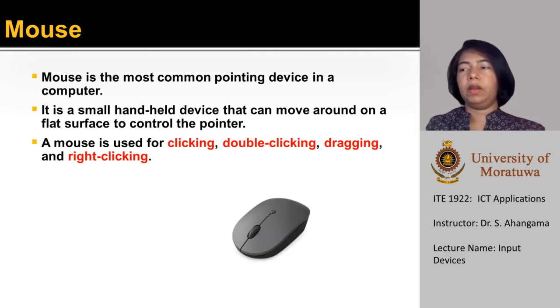screen. A mouse can have one or more buttons which are used to select command options and to control information presented on the screen. It is used to make freehand sketches or to select items from menus on a screen. Mainly, a mouse is used for clicking, double-clicking, dragging, and right-clicking.